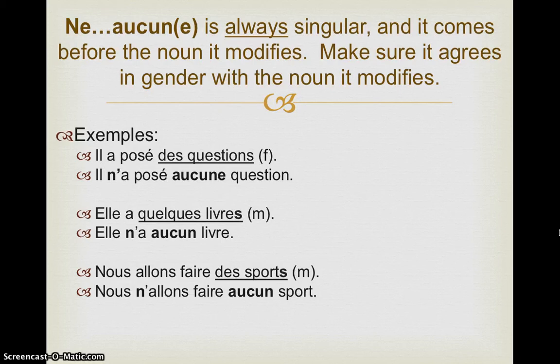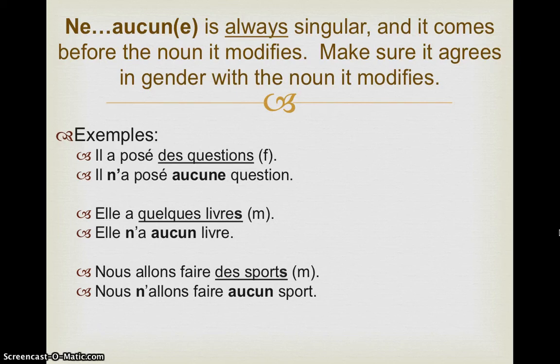So for example, il a posé des questions. Des questions is feminine, and even though it's plural in the original sentence, we change it to singular and then feminine because question is feminine. Il n'a posé aucune question.